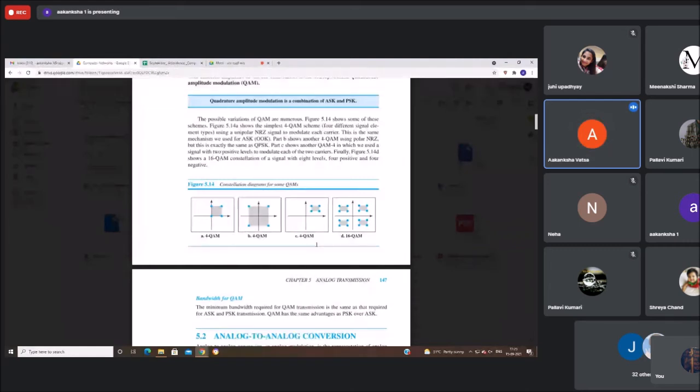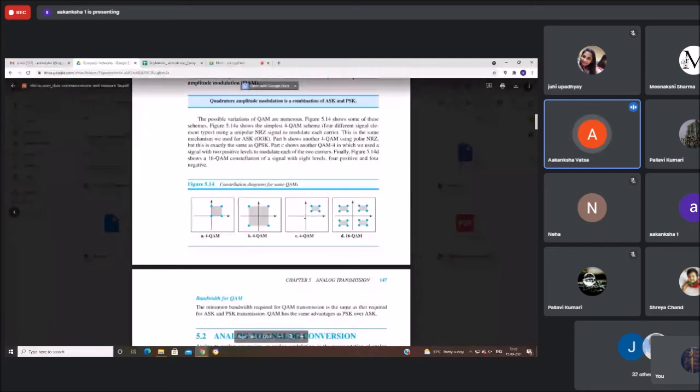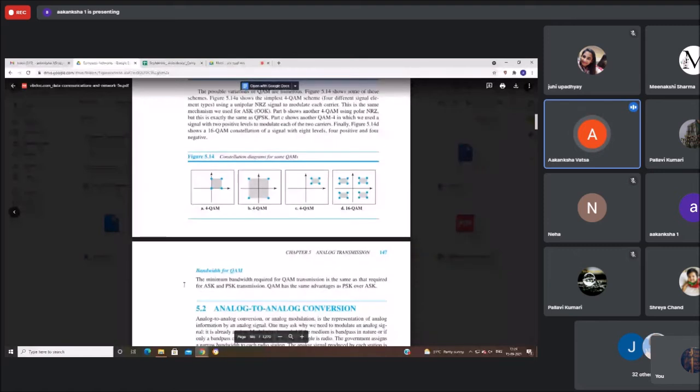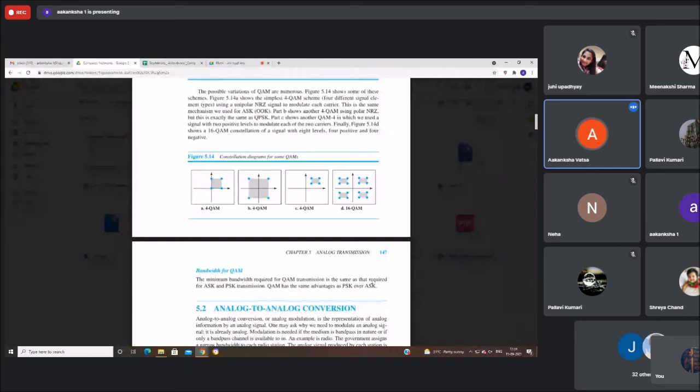And it is not at the origin; the amplitude of all four is different, and 2 have the same amplitude, 2 have the same phase. And for 16 QAM, at every angle you have given 4 dots, so at every angle there are 4 amplitudes. Every angle has 4 amplitudes. This is 16 QAM. So the minimum bandwidth required for QAM transmission is the same as that required for ASK and PSK transmission. So QAM has the same advantages of PSK over ASK.